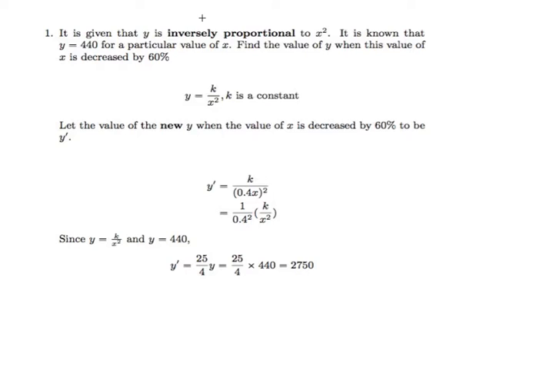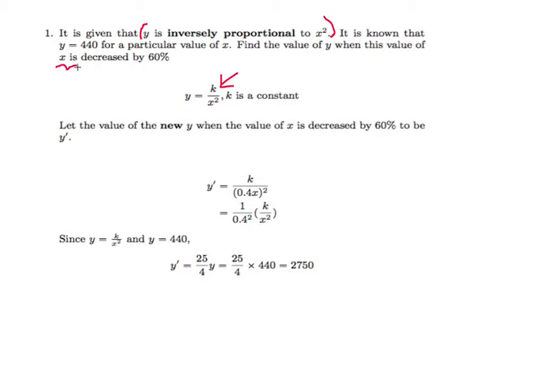So let's start. It is given that y is inversely proportional to x squared. Immediately when you see this sentence, write this out so that you get a clear picture. Then they said it is known that y equals 440 for a particular value of x, which means if I put 440 in, x has one particular value. Then find the value of y when this value of x is decreased by 60%.